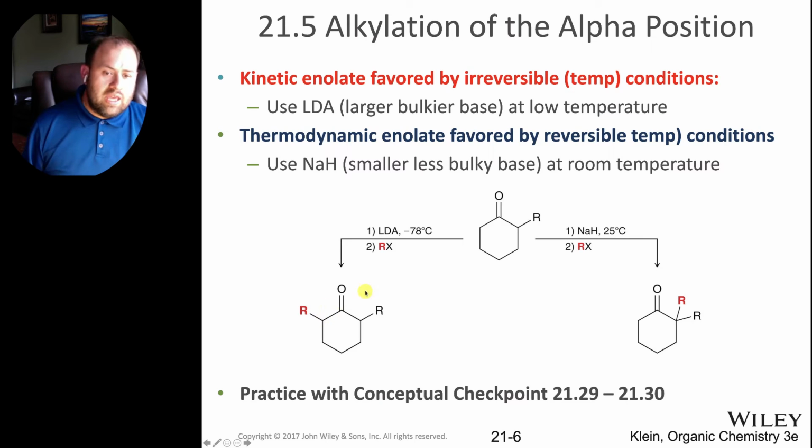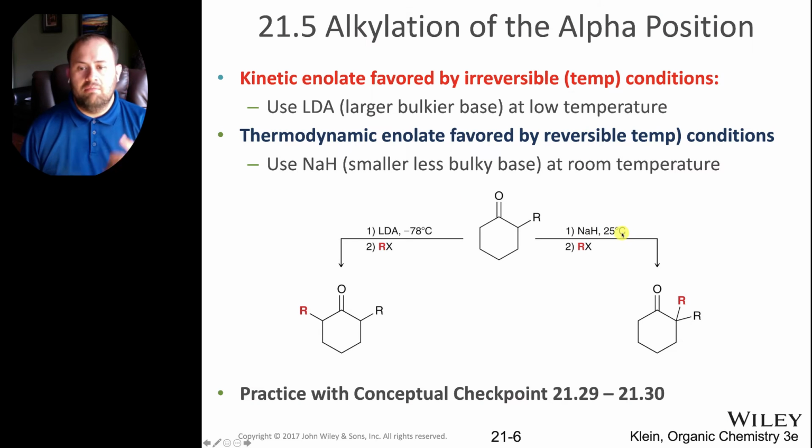That way, when we then add our alkyl halide, it will end up on the least substituted carbon. That'll be the major product under these conditions: colder temperature, bulkier base. If we want the more substituted carbon to end up alkylated, then we need conditions that favor the thermodynamic product. One of which being temperature, we want it to be warmer.